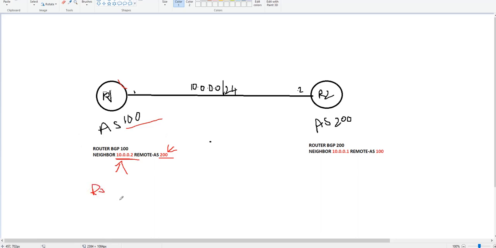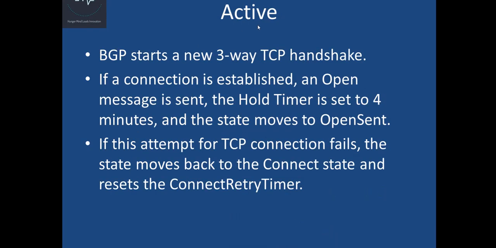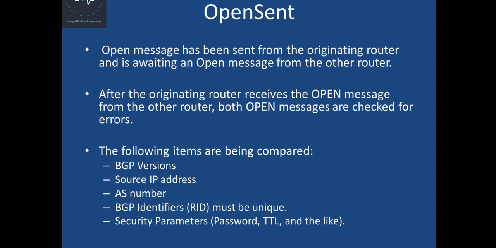If the router ID is unique, then it is fine. If it is not unique, then that should be torn down. So like that, a few parameters will be checked in the open sent message. Let's see here. This active state, we will come back to the state later. Let's go to the open sent.